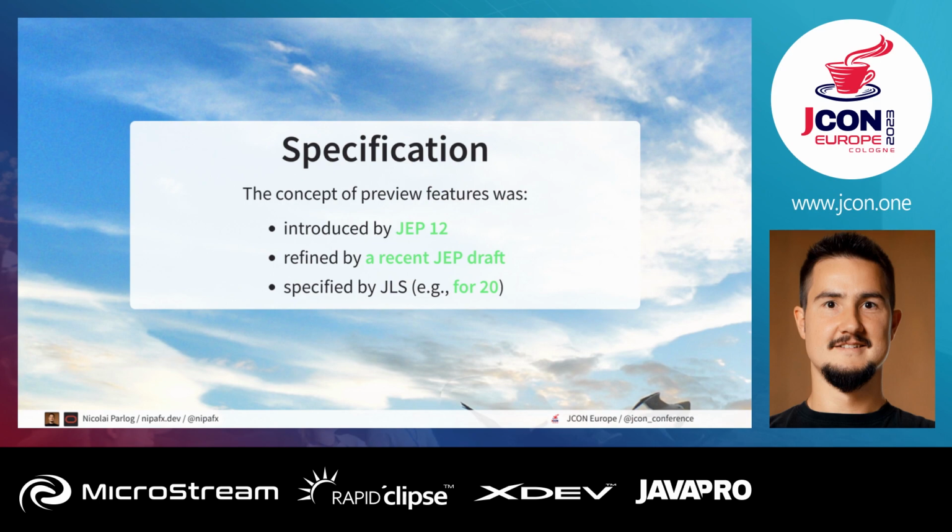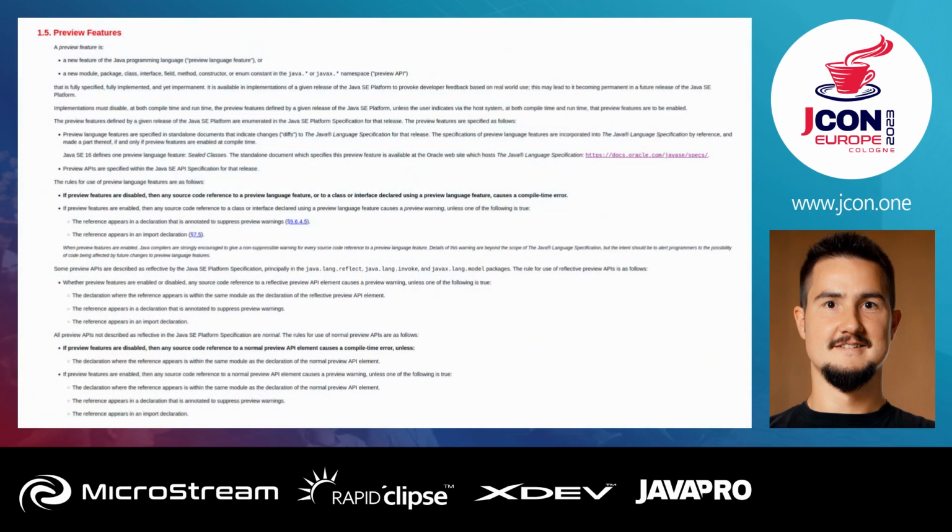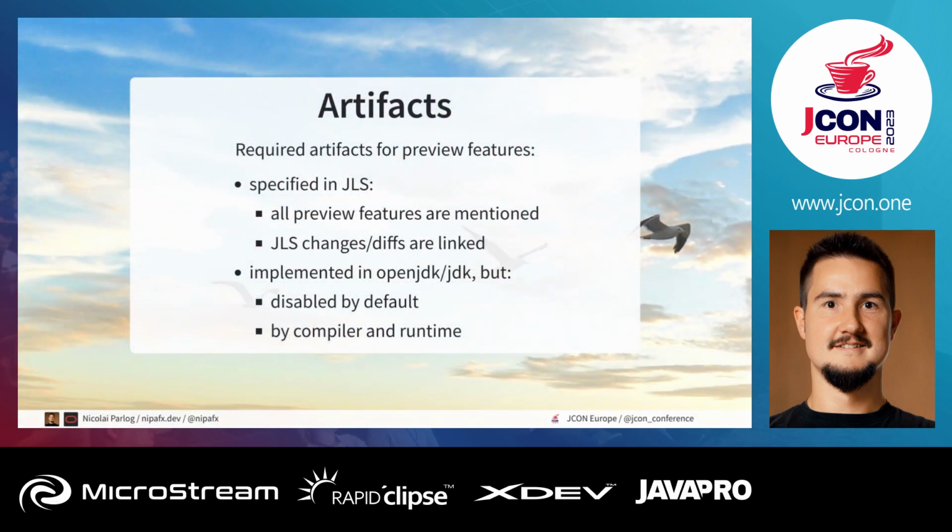And the concept of a preview feature is itself specified. There's a JEP 12, and then there's a JEP draft that overhauls this a bit. And it's also specified in the Java language specification. So this is the part of the Java language specification that describes how a preview feature works, right? So again, this is not just something that somebody sneaks into the JDK. It is itself a specified step.